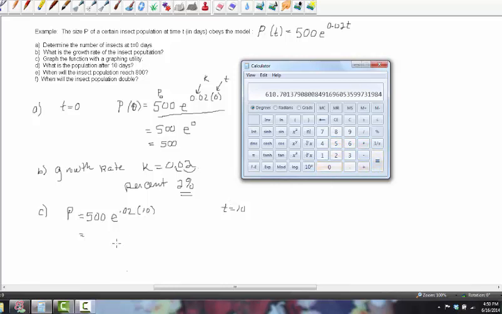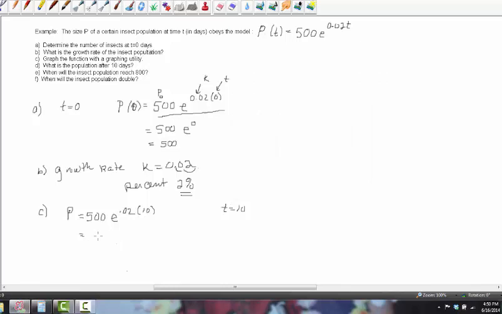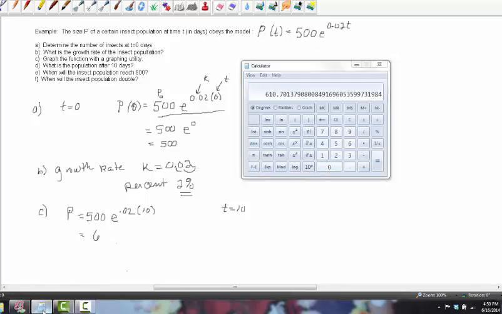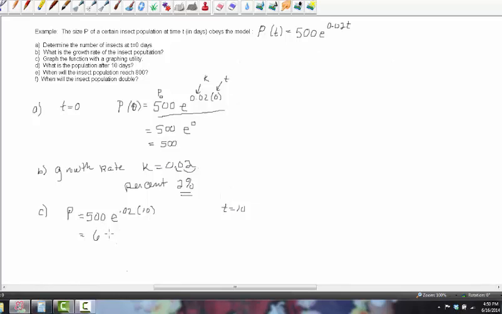And that gives me approximately 610, was it? 610.70. So just pay attention on MyLabs Plus to see what you need to estimate or approximate to. So again, to answer the question, after 10 days, this insect population would have grown from 500 to 610.